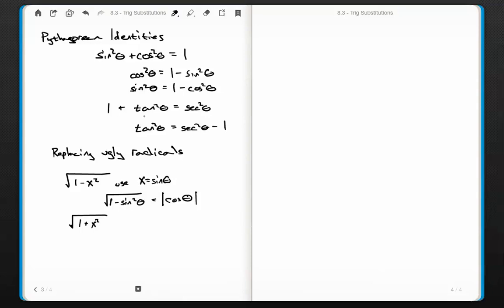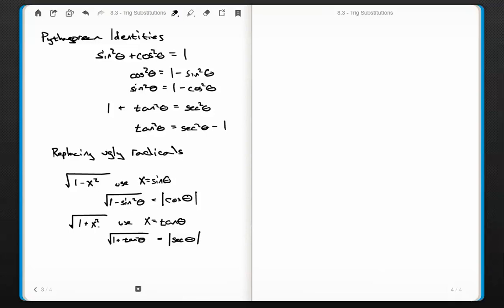Oh, here, how about this one? So if I said that x equals tangent of theta, so I'm going to use x equals tangent of theta. What will that give me? It becomes 1 plus tan squared theta, which equals 1 plus tangent squared is secant squared. Take the square root of secant squared, and I get the absolute value of the secant of theta.